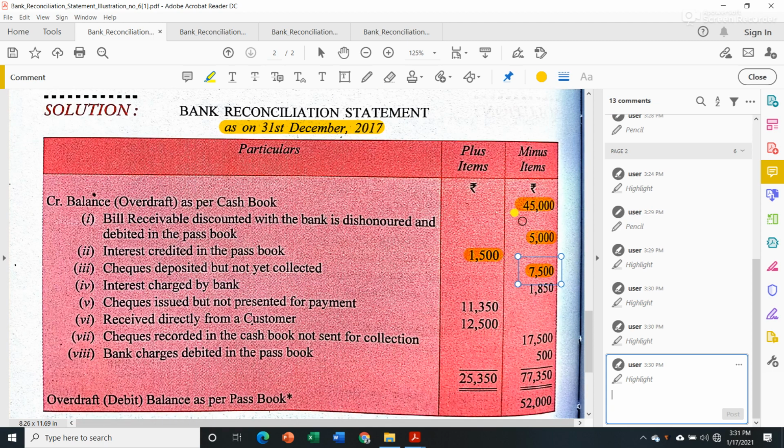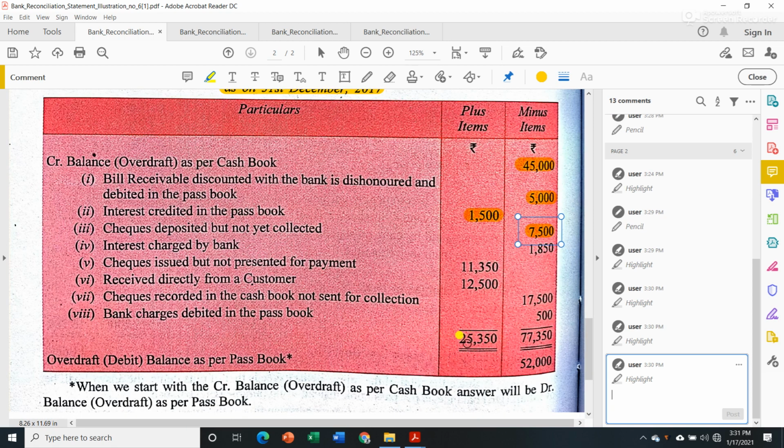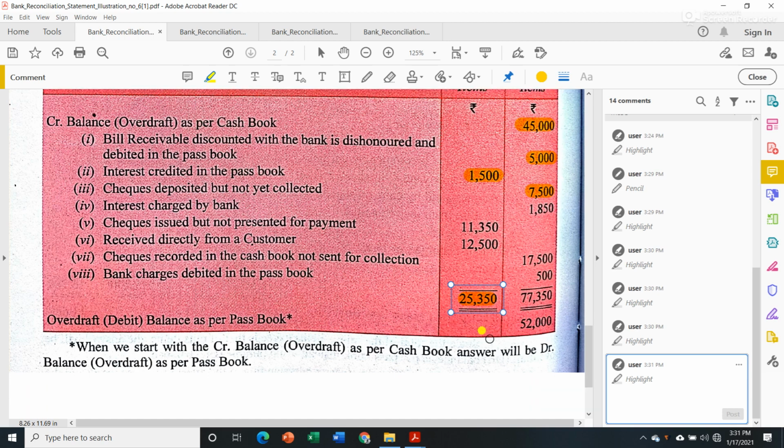So after writing all the transactions according to their plus or minus column, we found that the plus items total 25,350 and the minus items total 77,350. Simply we can see that the minus column is more than our plus column. So what we will do is deduct 25,350 from 77,350 and we get 52,000. Okay, since our minus column is more, we will write it in the minus column.